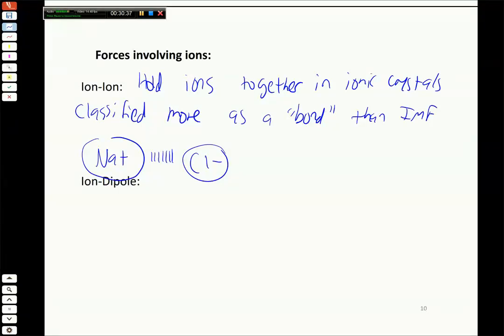And then ion-dipole forces, which are very relevant in aqueous solutions that we talked about back in Chapter 6. These are interactions between polar molecules and ions.